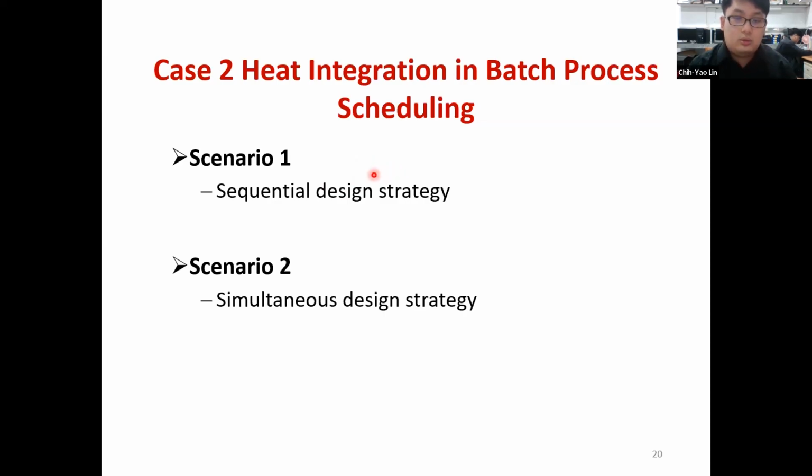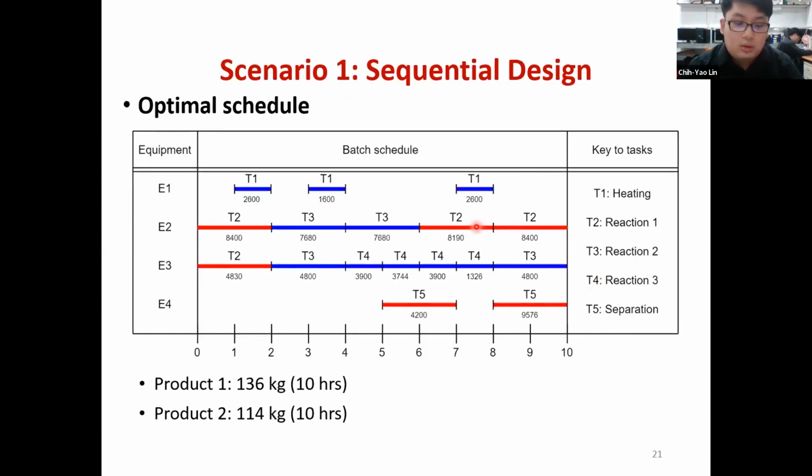Case 2 considers 2 scenarios. Scenario 1, sequential design strategy. Sequential design means scheduling for batch process to achieve maximum product, then use the result of scheduling to do heat integration. Scenario 2 is simultaneous design strategy.